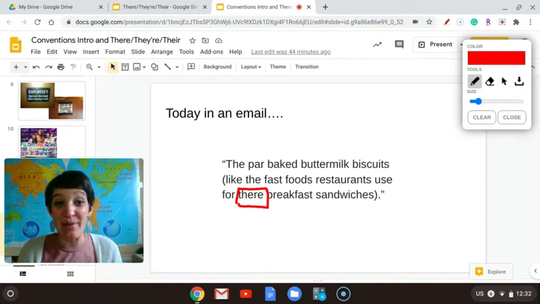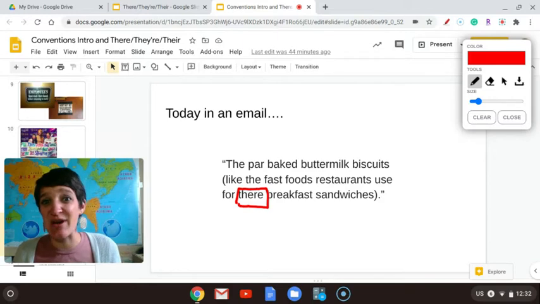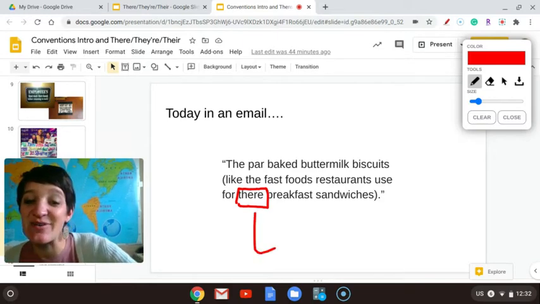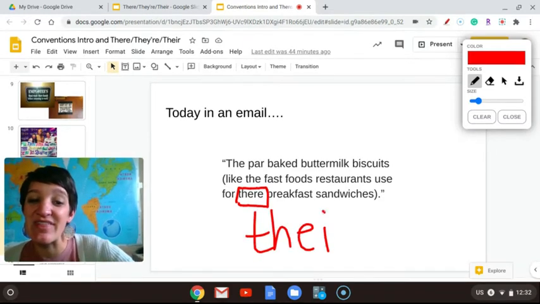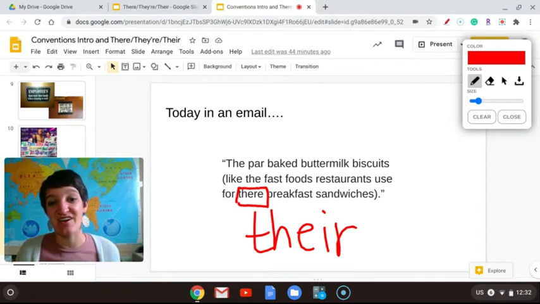Or are they talking about breakfast sandwiches? Yeah, they're talking about whose breakfast sandwiches? Fast food restaurants' breakfast sandwiches. So it's the possessive one. They're talking about the fast food restaurants' sandwiches. So it should have been the "their."